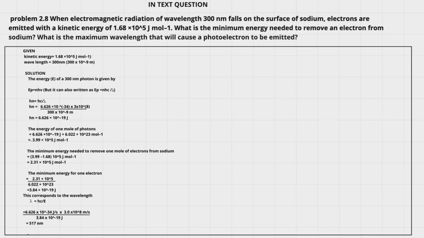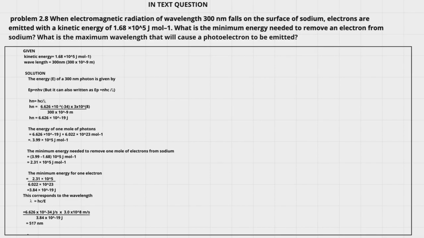And now energy of 1 mole of photons emitted in the light: 4.969 x 10^-19 into 6.022 x 10^23 mol^-1 is equal to 2.99 x 10^5 joules per mole. The minimum energy needed to remove 1 mole of electrons from sodium is the energy of 1 mole of photons minus the kinetic energy: 2.99 x 10^5 minus 1.68 x 10^5 J mol^-1. This is equal to 1.31 x 10^5 joule mol^-1.